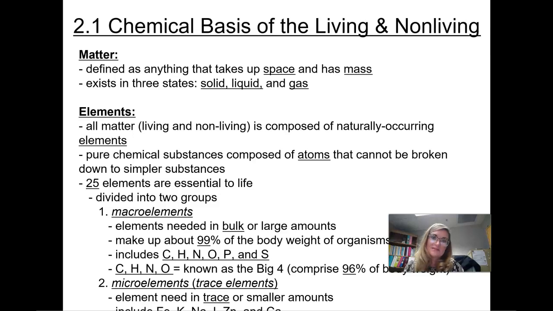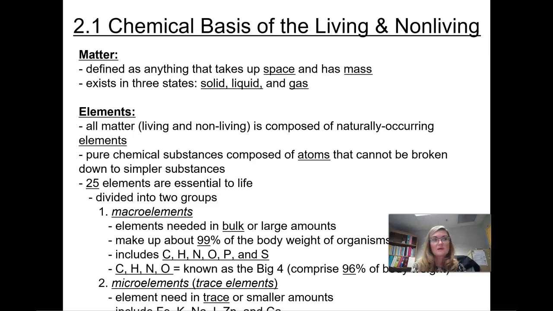Now, going into the basis of chemistry, we're going to have to first understand what matter is. Matter is going to be defined as anything that takes up space and has mass. So everything is going to be made up of matter. It's going to exist in three different states. We have solids, liquids, and gases. Some people take it further and talk about things like plasmas. In this case, we're just talking about solids, liquids, and gases here.